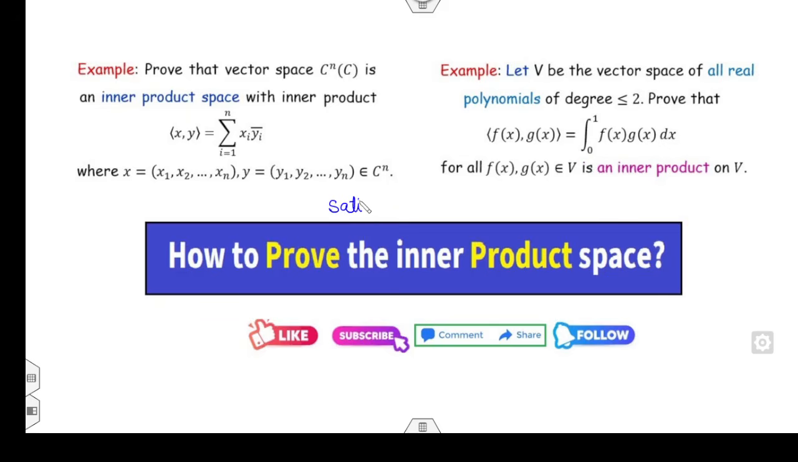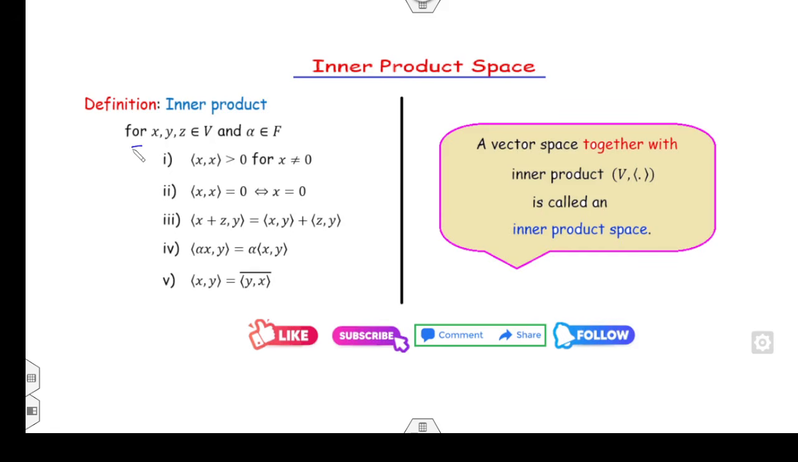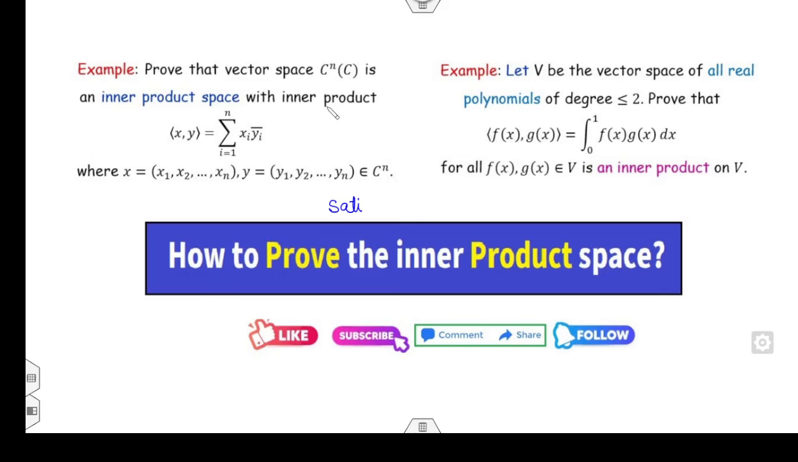You have to prove that it satisfies all these 5 properties. Then only you can say these examples are inner product spaces.